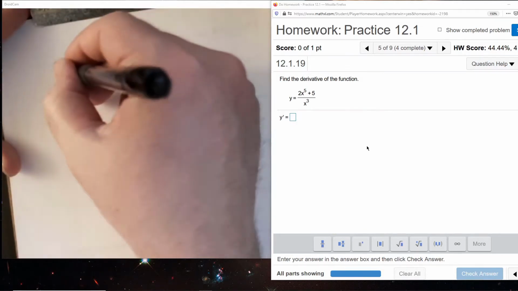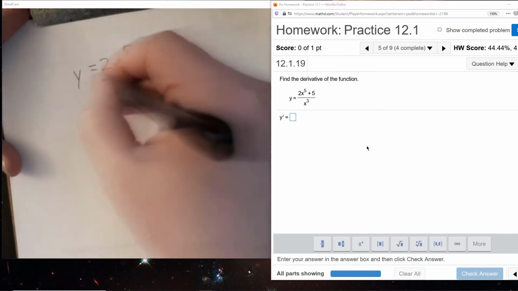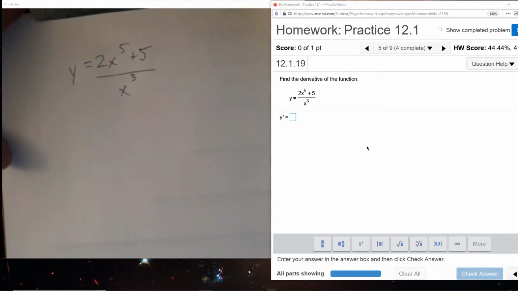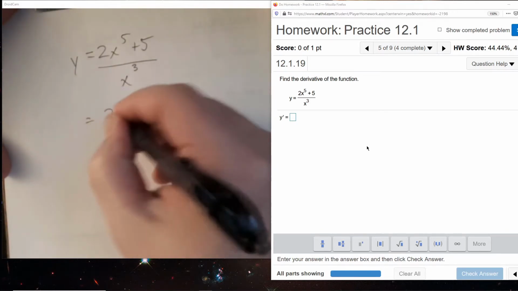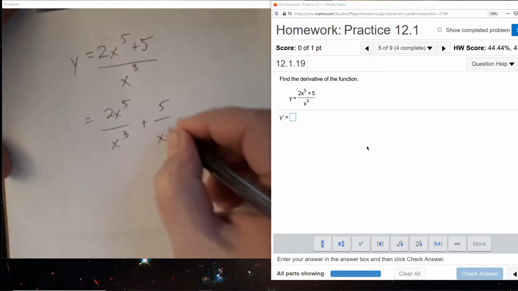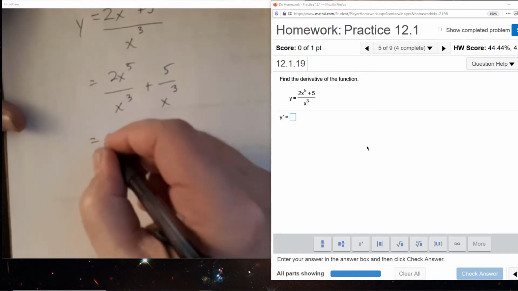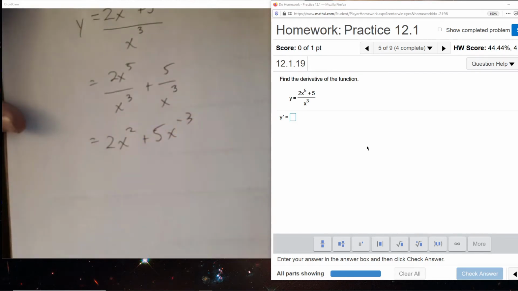All right, I'm going to do that one again because I copied the function wrong. I had x in the denominator when it's actually x cubed. And do the same thing again. Decompose it into fractions. And now we have 2x squared plus 5x to the minus 3. Bringing this across the division bar changes the sign of the exponent.